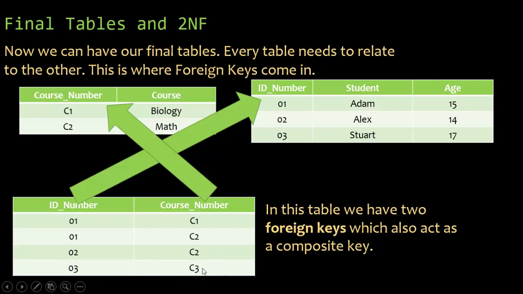There is no course 3. That is a typo on my part. If we wanted to add course 3, we could do that to the course table, not affect this table, and not affect the student table. So it's in second normal form.